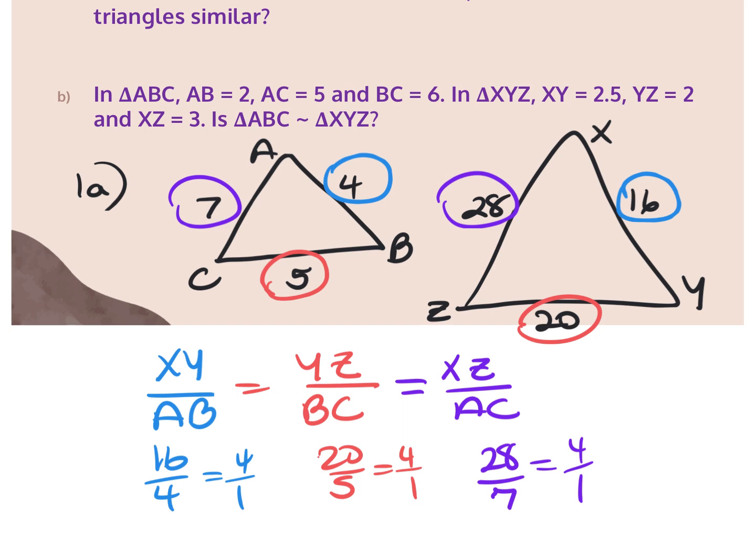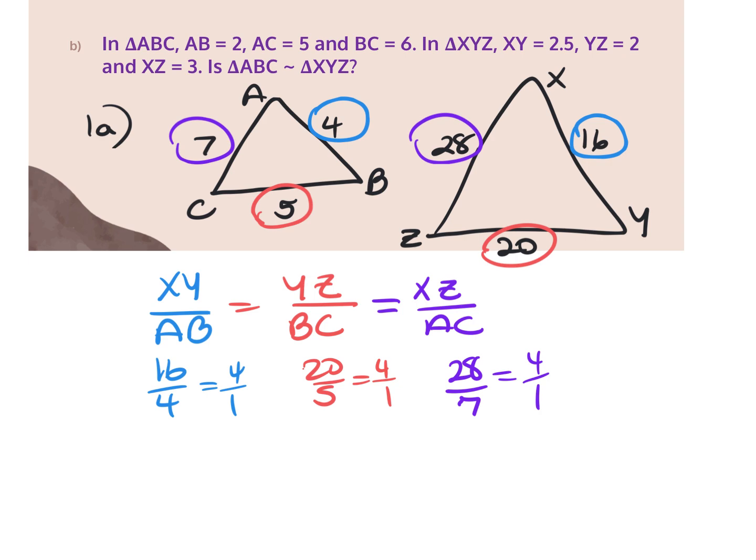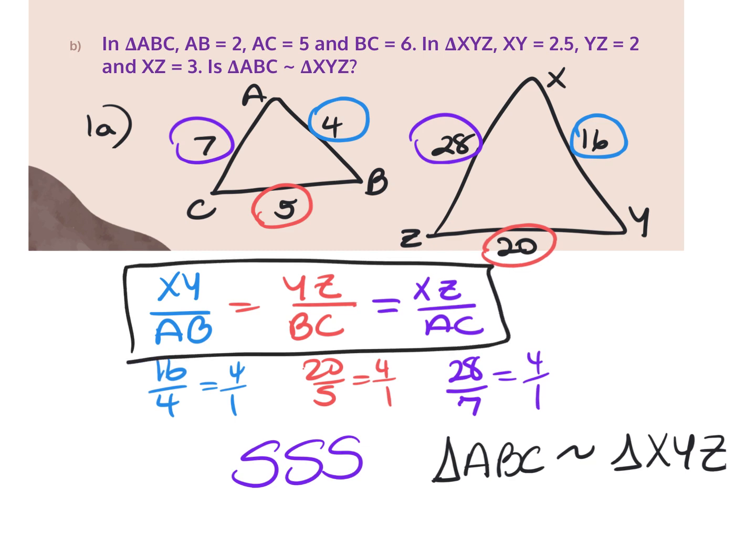So because all 3 sides are proportional and they simplify to the same ratio, I could say that these triangles are similar by using side, side, side, and my similarity statement could be that triangle ABC is similar to XYZ. This is your similarity statement. Remember, your statement of proportionality are these 3 ratios.